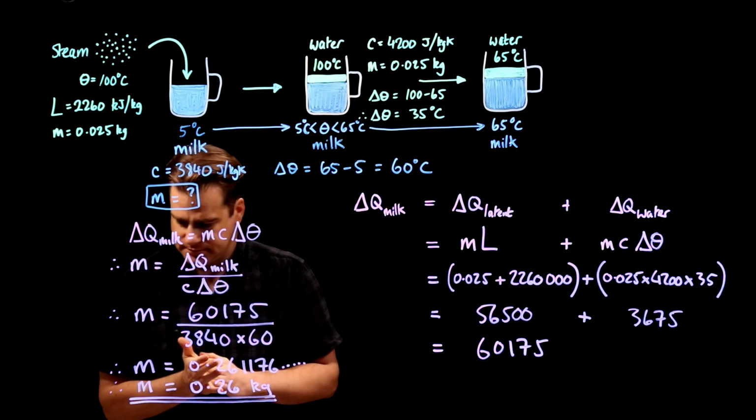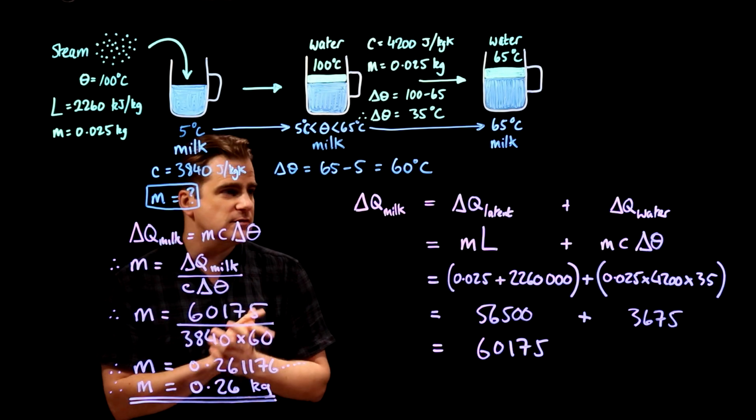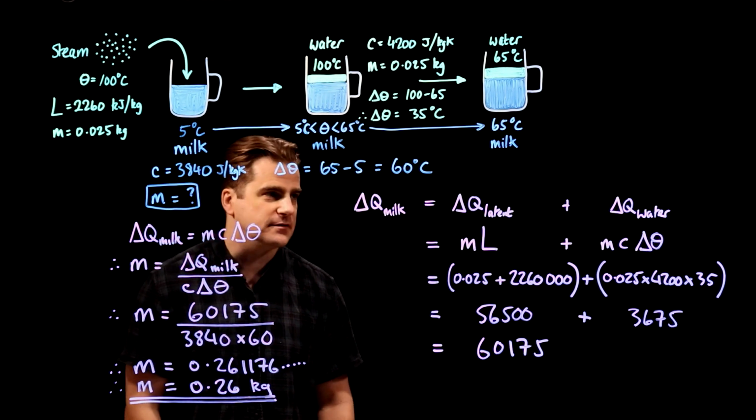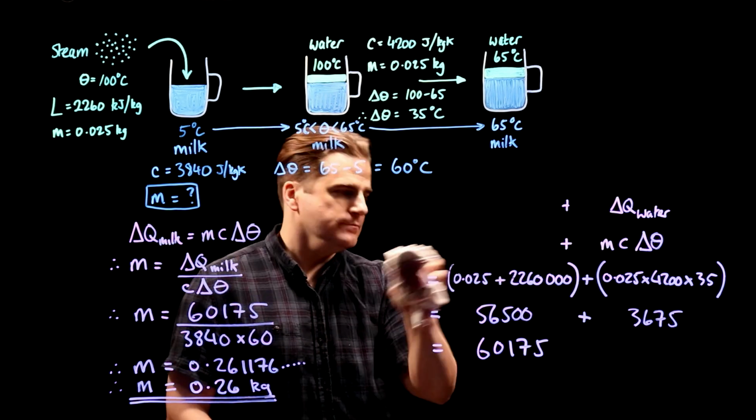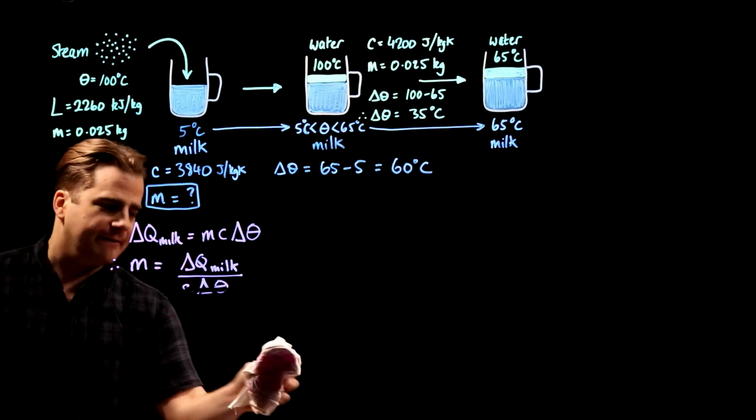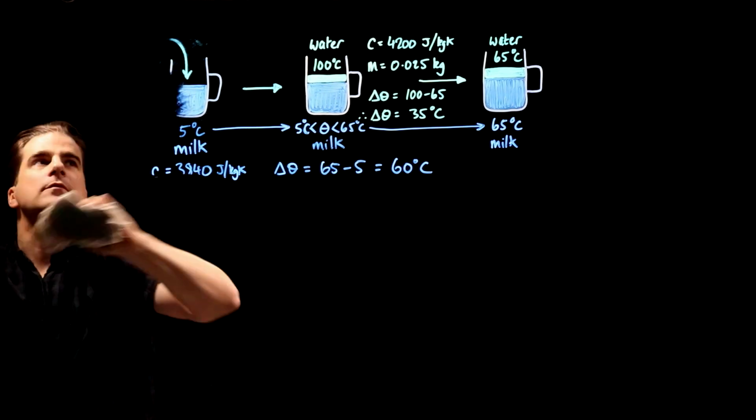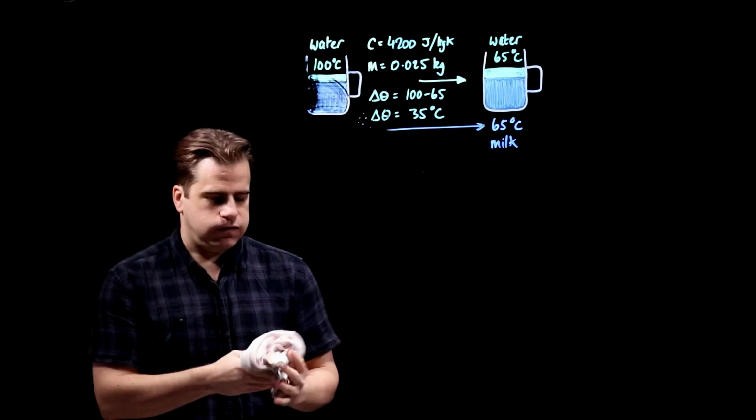Right. We're still not finished. We've got another question to do, haven't we? Right, final question. Give 2 reasons why the actual mass of steam needed to heat the milk from 5 to 65 degrees C is greater than 25 grams. Okay, 2 marks.